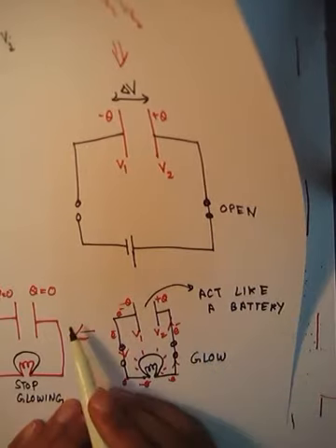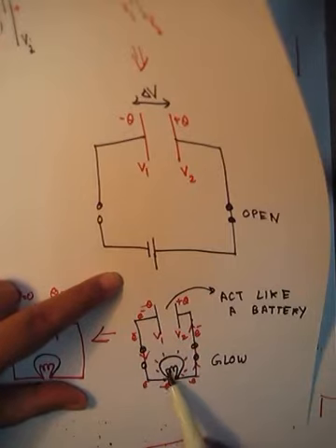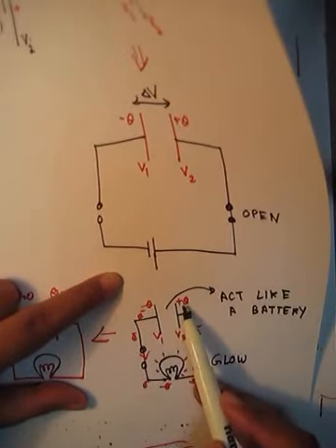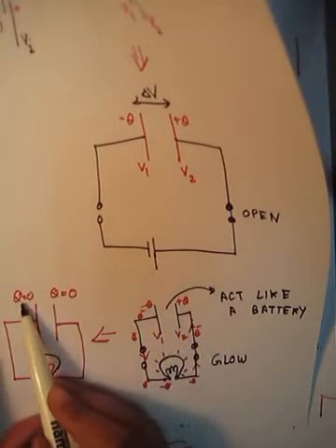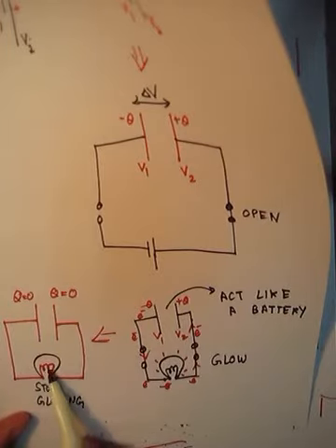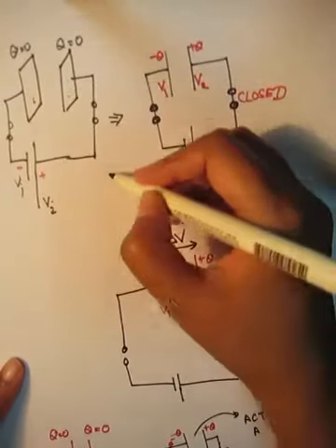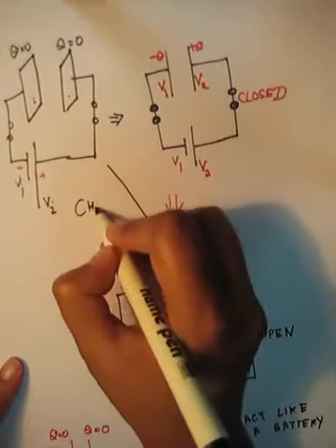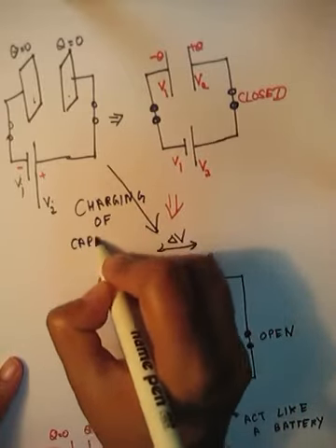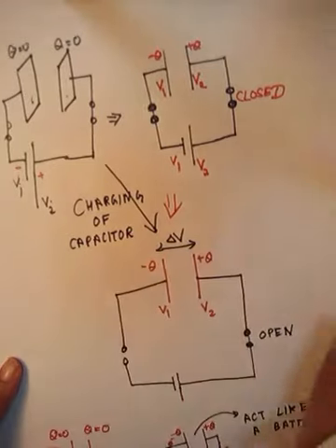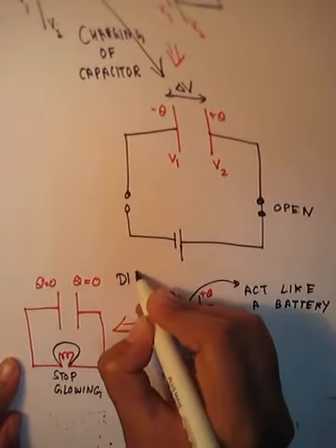But after some time it will lose its charge, because from the negative plate the electrons will flow, enter the bulb, and they will go to the positive plate. So the charge will decrease with time, and at last the charge will be 0 on the plates and the bulb will stop glowing. So going from charge 0 to some charge is called charging of a capacitor. And then going from charge to 0 charge is called discharging of a capacitor.